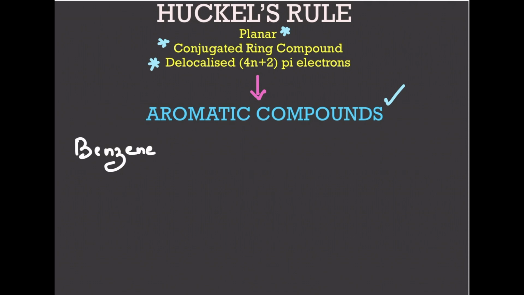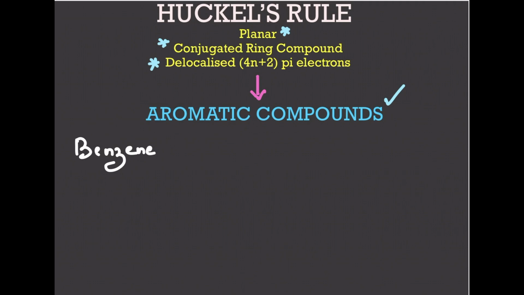It should be planar, that means it should be flat, lying on the same plane, all the atoms should be lying on the same plane. Secondly, it should be conjugated, that means alternate double and single bonds or alternate pi bonds and lone pairs should be there in the system.